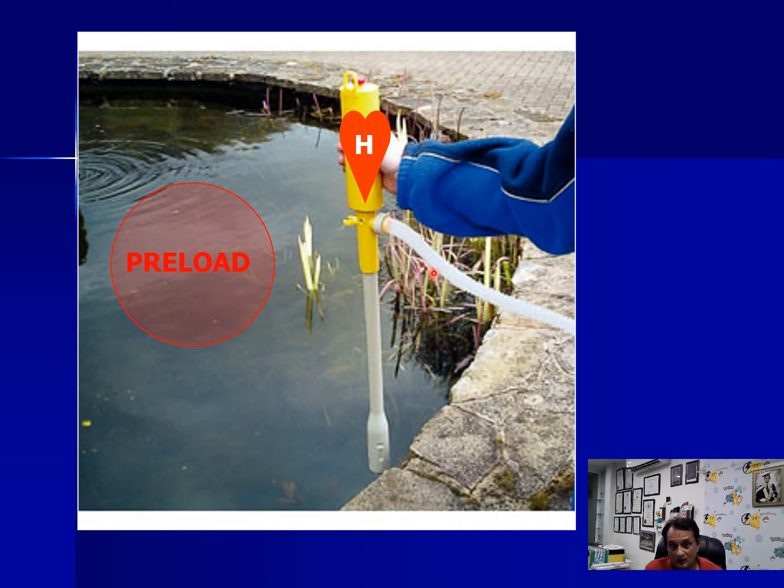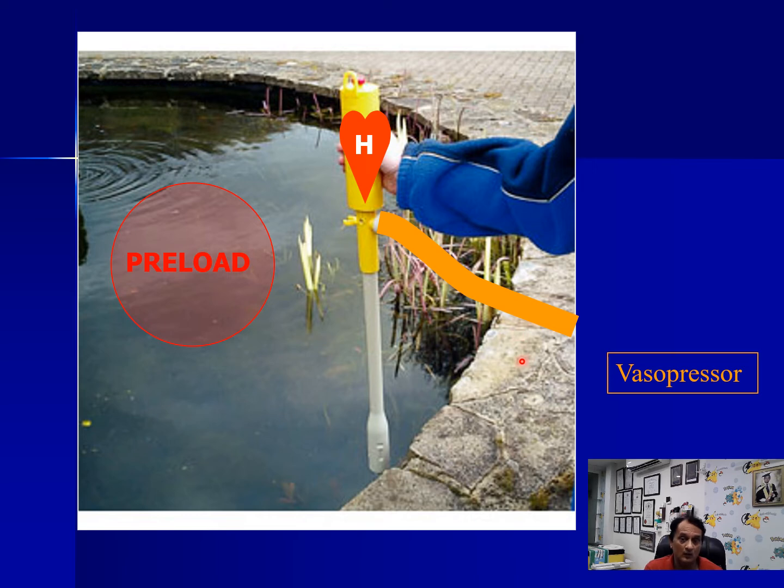The agents which vasoconstrict and raise the systemic vascular resistance are called vasopressors. They are also very important, like epinephrine, norepinephrine or vasopressin, depending on how much the patient needs to constrict their peripheral vascular resistance in a shock patient, especially if they have a warm shock, like distributive shock in older patients.